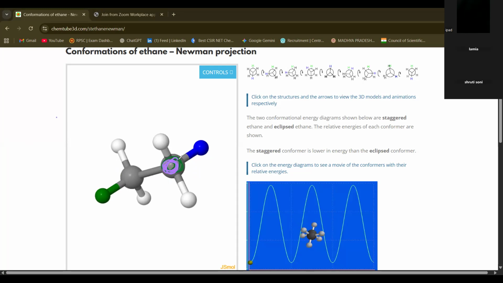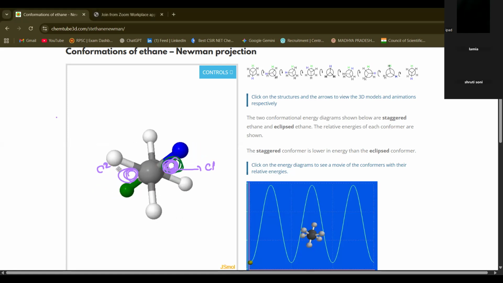This is carbon, first carbon, and this is the second carbon. Now, in Newman projection formula, how will we see the compounds? So see, what we are going to do, we just put the structure like this.